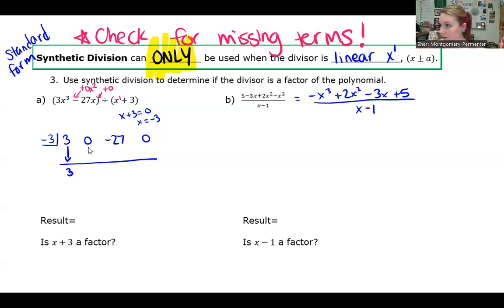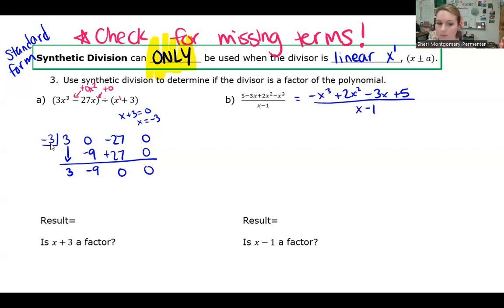From there, it goes kind of fast, so I want you to pay attention. So first step, drop it like it's hot. Then you're going to multiply, add, multiply, add, multiply, add. So what that means is 3 times -3, -9. 0 minus 9, -9. What's -9 times -3? Positive 27. So I got -27 plus 27, so I get 0. 0 times -3. 0. 0 plus 0 is 0.